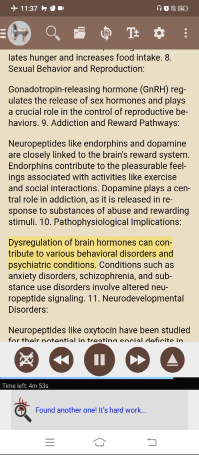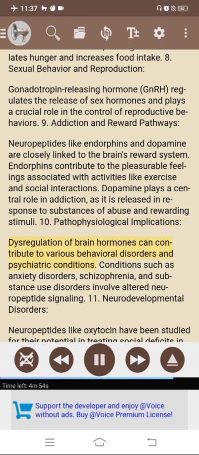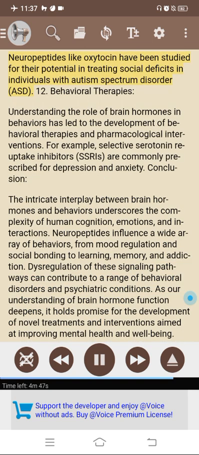10. Pathophysiological implications. Dysregulation of brain hormones can contribute to various behavioral disorders and psychiatric conditions. Conditions such as anxiety disorders, schizophrenia, and substance use disorders involve altered neuropeptide signaling. 11. Neurodevelopmental disorders. Neuropeptides like oxytocin have been studied for their potential in treating social deficits in individuals with autism spectrum disorder (ASD). 12. Behavioral therapies. Understanding the role of brain hormones in behaviors has led to the development of behavioral therapies and pharmacological interventions. For example, selective serotonin reuptake inhibitors (SSRIs) are commonly prescribed for depression and anxiety.